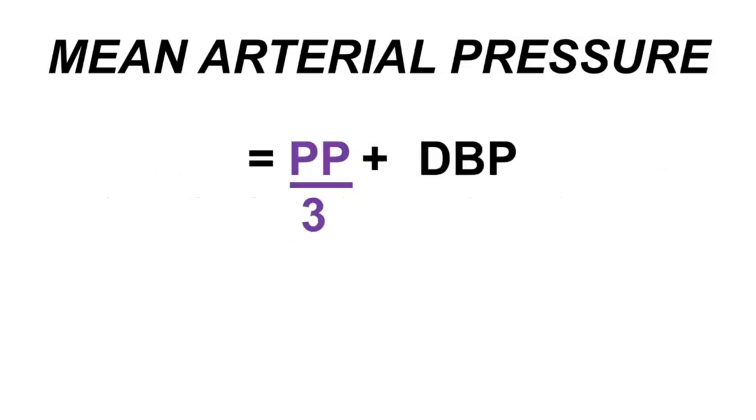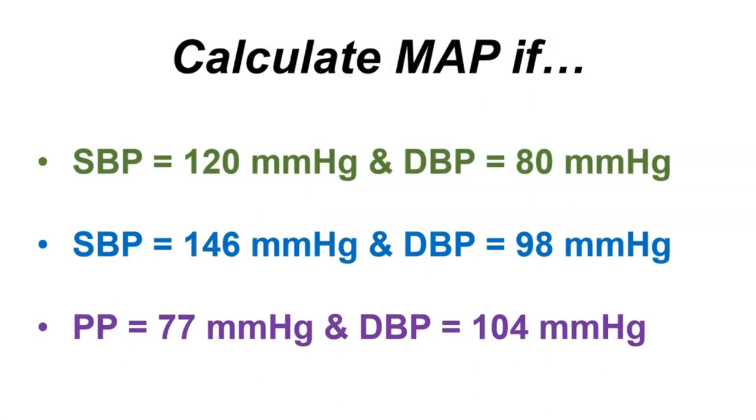That means we can simplify the previous equation to pulse pressure divided by 3, and then add diastolic pressure to it. I'd like to give you a few practice problems for calculating mean arterial pressure, given the following values that you see here on the screen. Please pause the video while you are working on these, and resume the video to receive the answers to them.